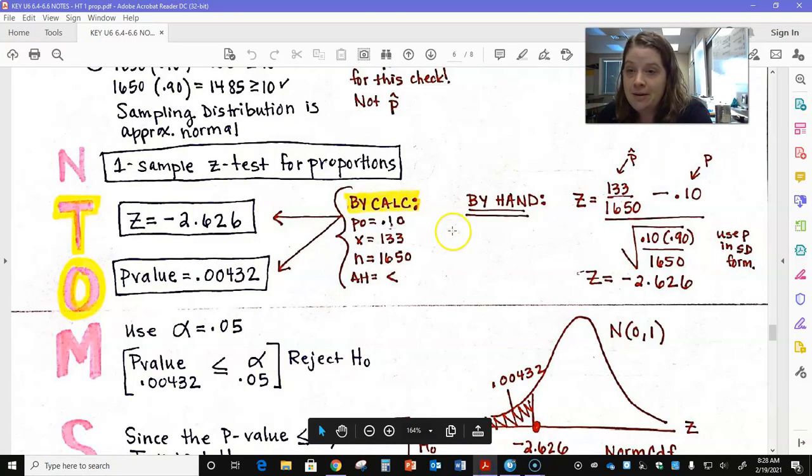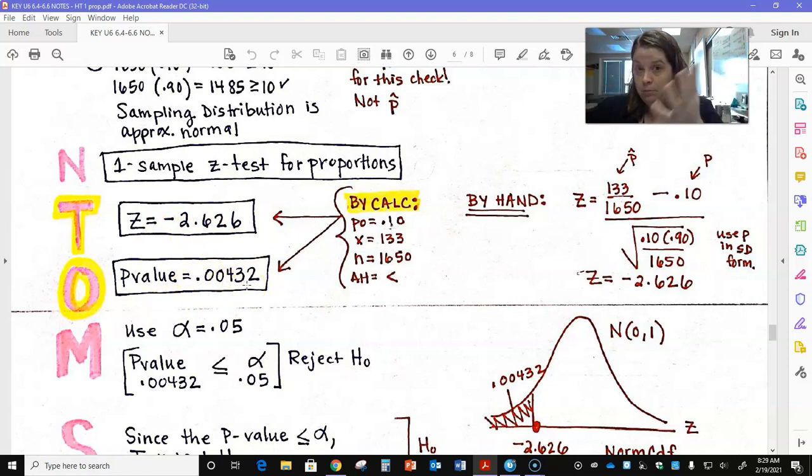All right, so back to my paper. By the calculator, I get these answers. I am literally just going to write them down. z equals negative 2.626 and p-value 0.004. Okay, I copied them from my calculator. Now if you were going to do this with the formula, here's how it works.